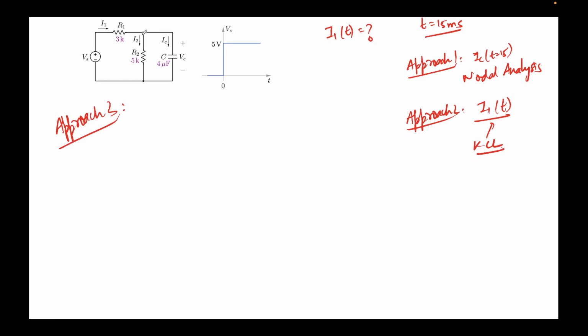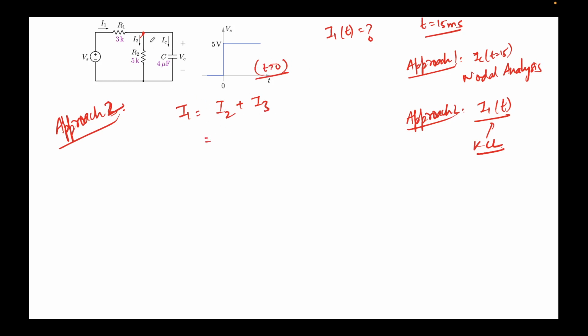So if you apply KCL over here, at this junction, this is approach 2. KCL says incoming current should be equal to outgoing current. So incoming current here is I1. This should be equal to outgoing current, which is I2 plus I3, right? And by the way, just be mindful that all of them are time dependent. We are operating only for t greater than 0. This is the assumption here.